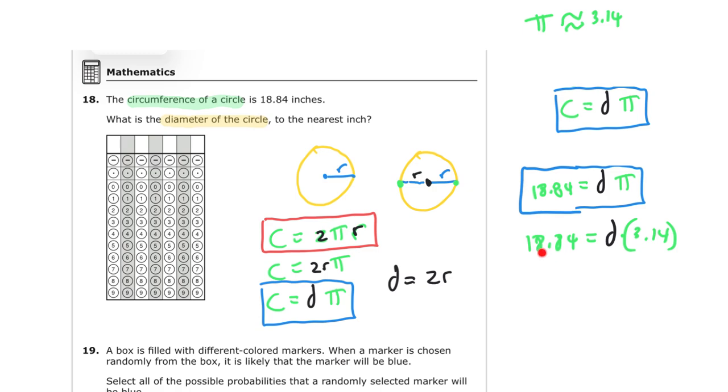Once again, it would be 18.84 divided by 3.14. And when you throw that in your calculator, you get 6, believe it or not. So that is going to be the answer to that one.